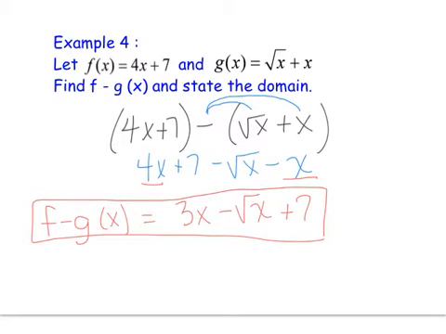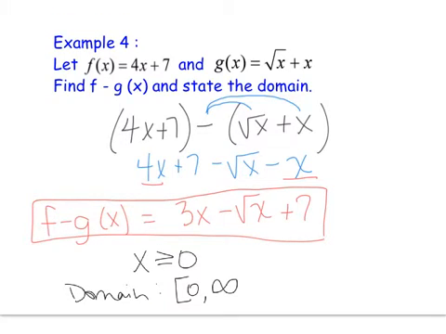And the second part here is that we're supposed to state the domain. So look for red flags. I notice there is an x under a radical, so I would take whatever's under this radical and say that it has to be greater than or equal to 0, which tells me that my domain includes 0 and all the numbers up to infinity that are greater than 0. So this is the correct answer for f minus g of x, and here is our domain.